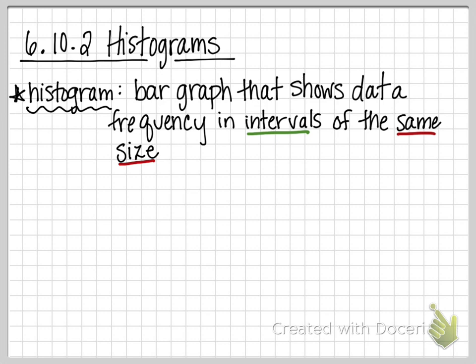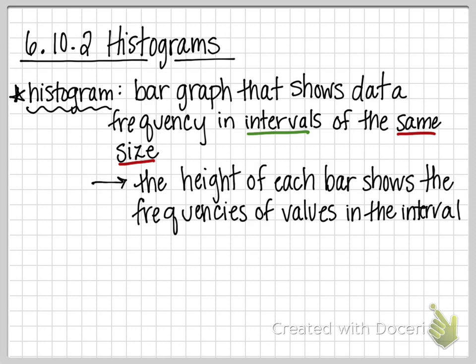So we'll look at what this looks like. The height of each bar in your histogram shows the frequencies of the values in the interval. So if maybe your interval was 0 to 3, and in your data set, you had a 0 and 3 ones and a 3, that would be 5 numbers in that interval. So your histogram bar would go up to 5 because there were 5 numbers in that interval in your data set.